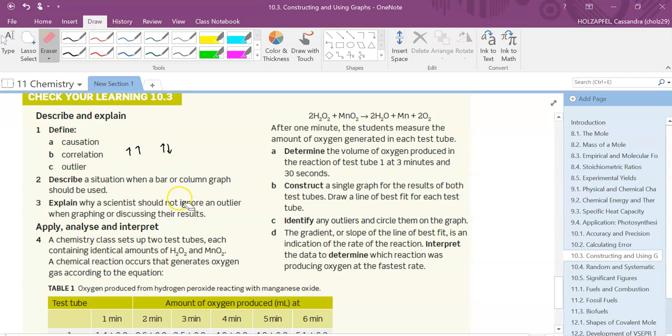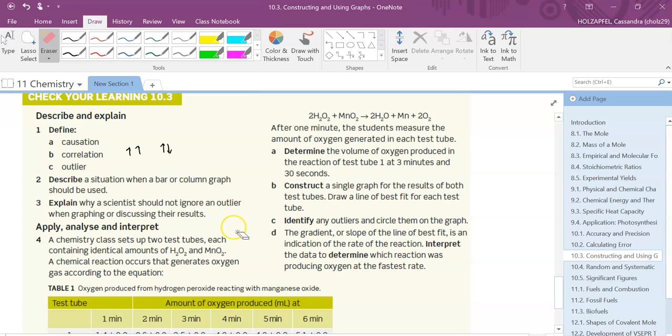Describe a situation where a bar or column graph should be used. I'm a chemist, in my opinion, never. But bar or column graphs are generally used when we're dealing with qualitative data, and we're looking at the numbers of things, for example.